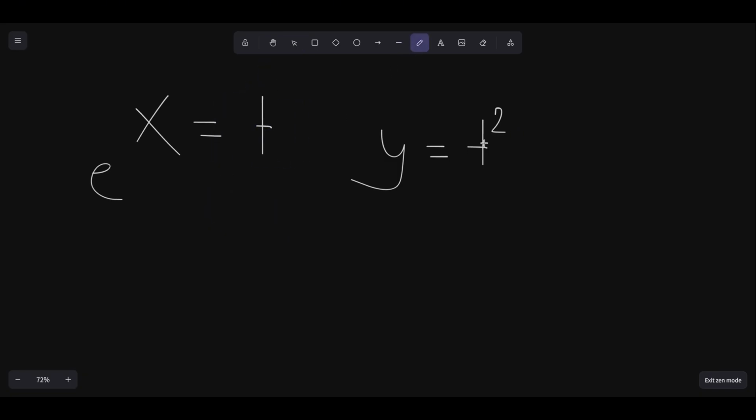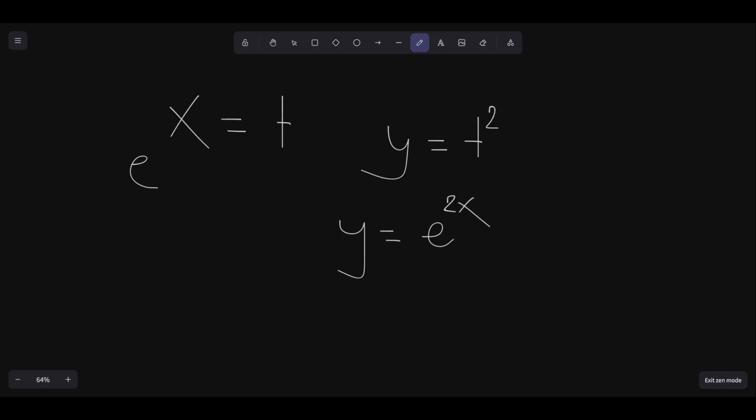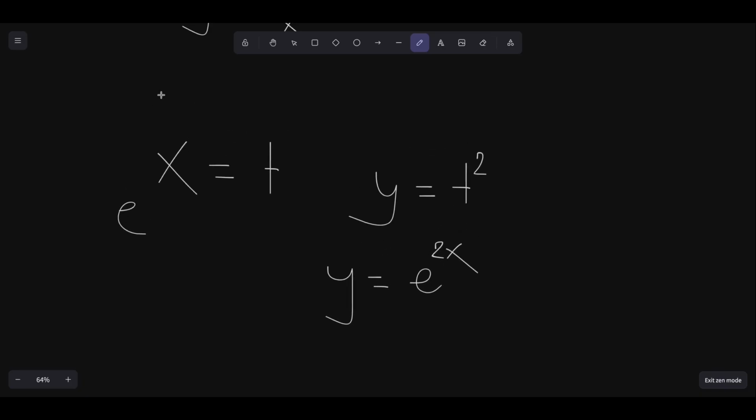And so if I substitute in here, I just get that y is going to be equal to e to the x, and then squared. So e to the x times e to the x, or just e to the 2x. It's pretty weird if you think about this relationship.